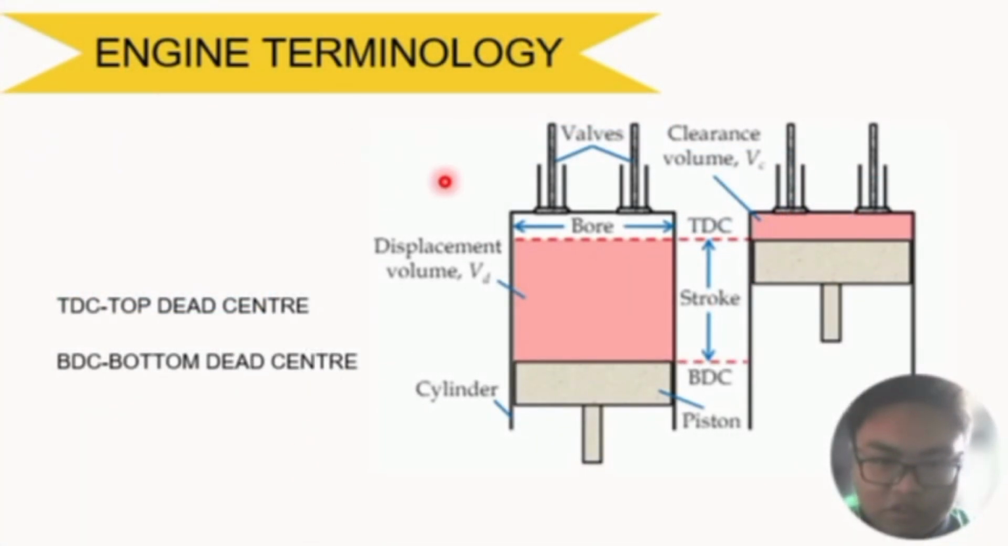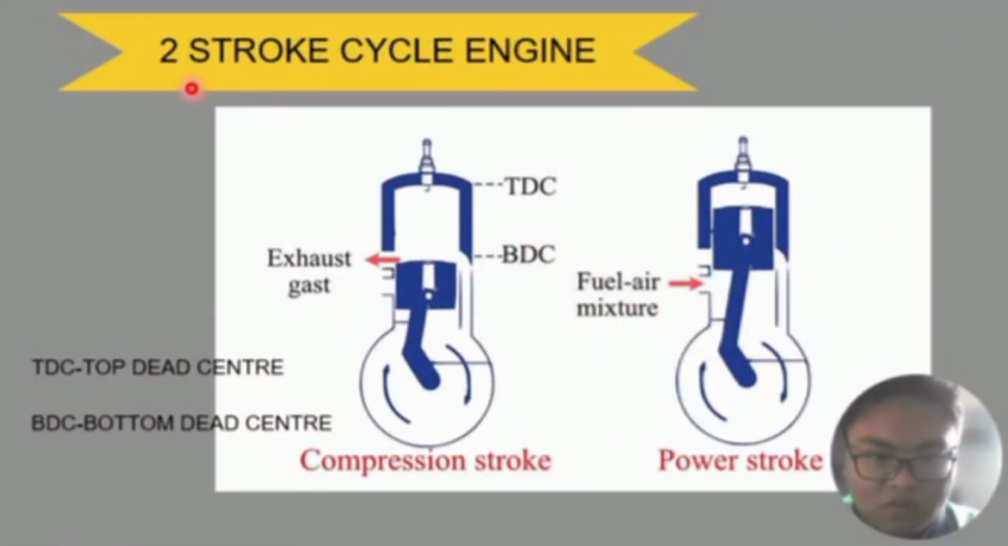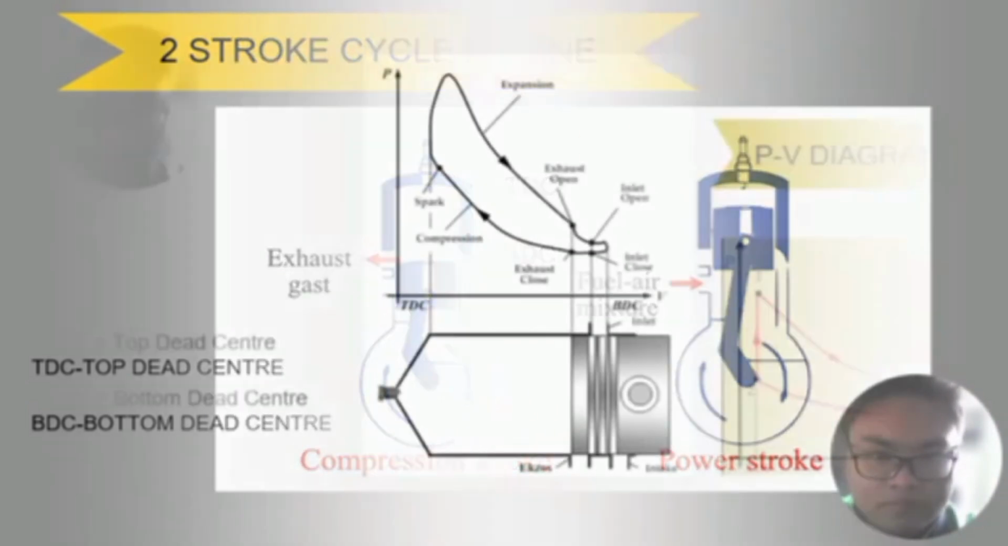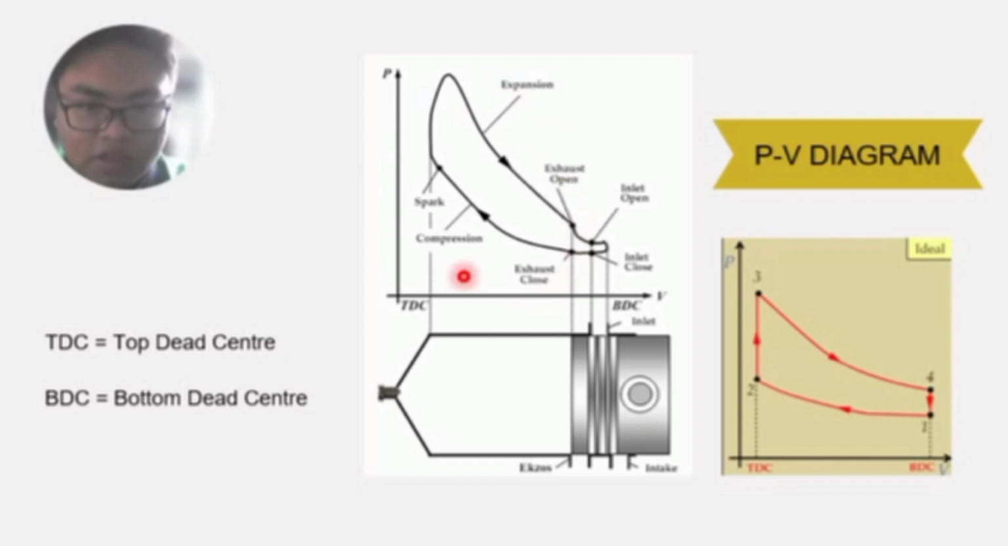For the engine terminology, we have two valves, intake and exhaust, displacement volume, VD, and the cylinder, with the piston inside. We have BDC, a stroke, and TDC. This one is the clearance volume. For the two-stroke cycle engine, we have compression stroke and power stroke. This one is the actual PV diagram for the two-stroke engine. This is an ideal PV diagram for the two-stroke engine.